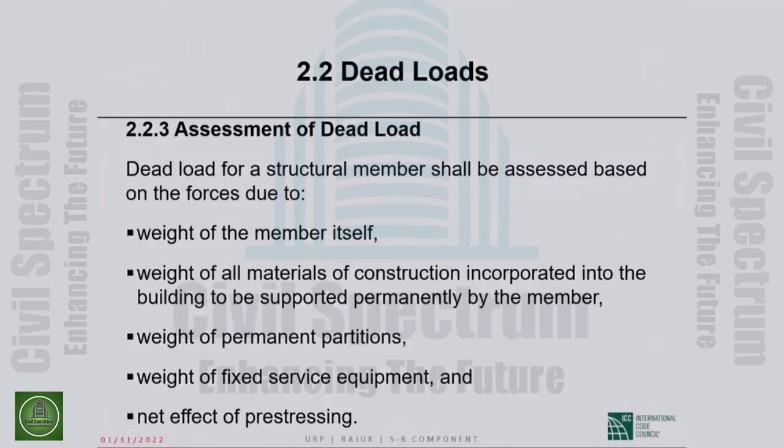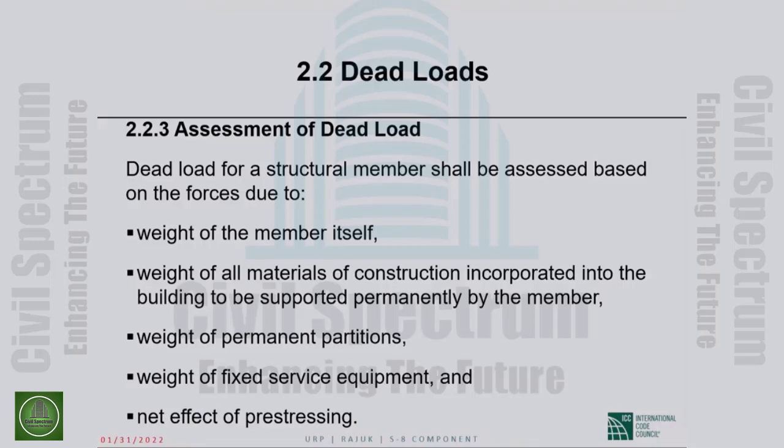Dead load for a structural member shall be assessed based on the forces due to the weight of the member itself, and the weight of all materials of construction incorporated into the building to be supported permanently by the member. And I find this written in an interesting way. So what I think is being said is the weight of the member itself, and then the second item is whatever else. If a beam supports a part of a slab, item 1 says the weight of the beam itself, item 2 says the weight of the part of the slab that is supported by the beam.